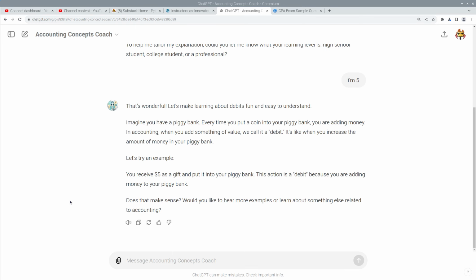Let's say you have a piggy bank. Every time you put your coin in, it's a debit to increase it. You receive $5 as a gift, put it in your piggy bank. It's a debit because you're adding money. Does that make sense? Yes, perfect.